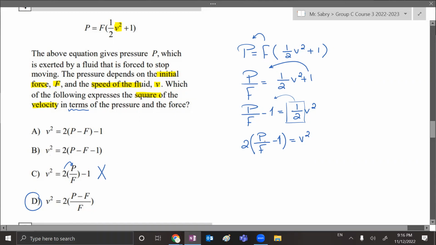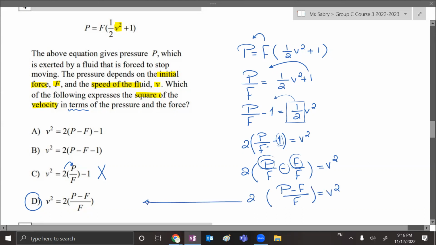Or if you just try to make these two fractions into one simple fraction, you put the 2 as it is, you leave the P over F as it is, but instead of 1, I'll make it F over F so they have the same denominator. So I'll add F to the top and bottom. This is now equal to V squared. Once we do that, you subtract the top. So P minus F over F equals V squared. So it's definitely D, the right one.